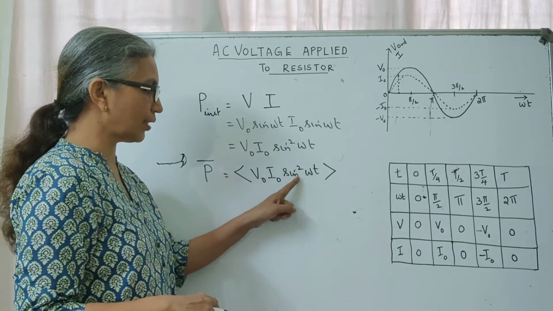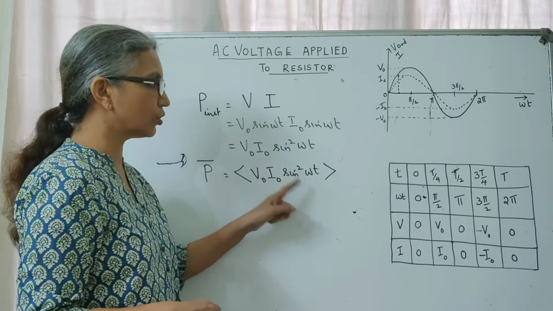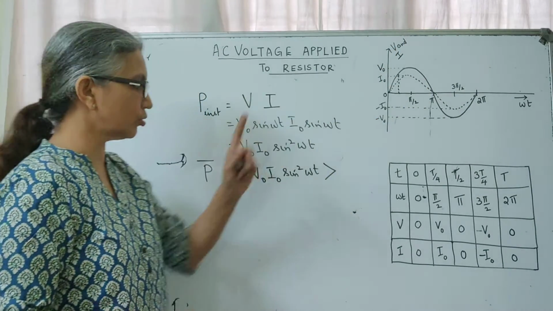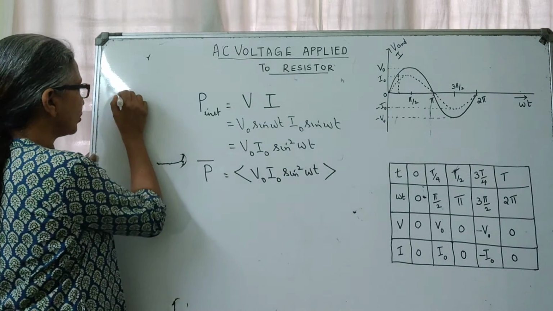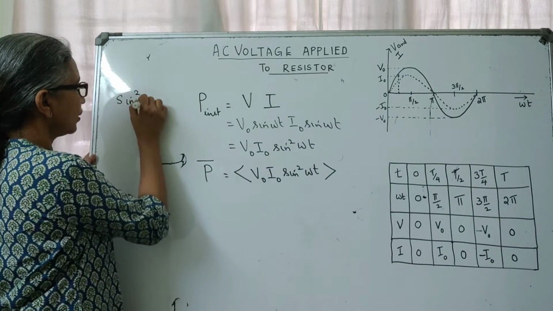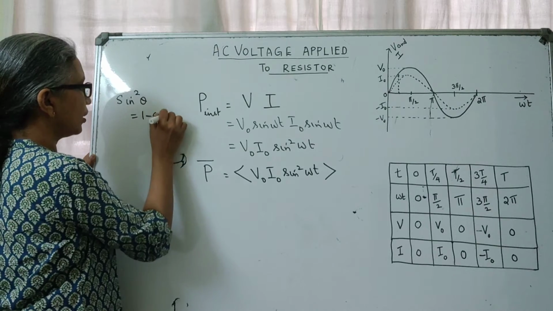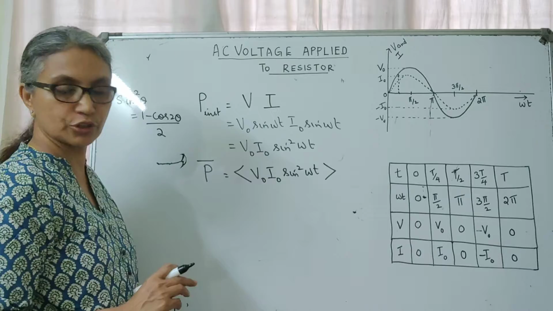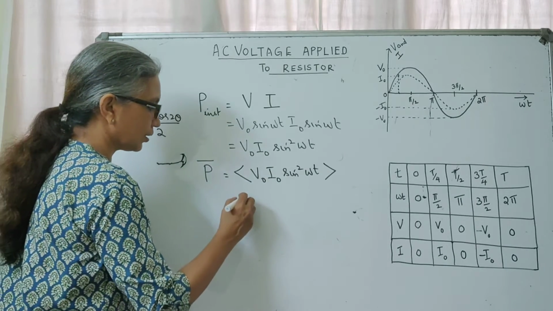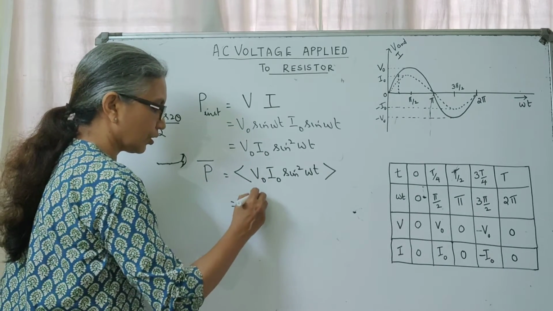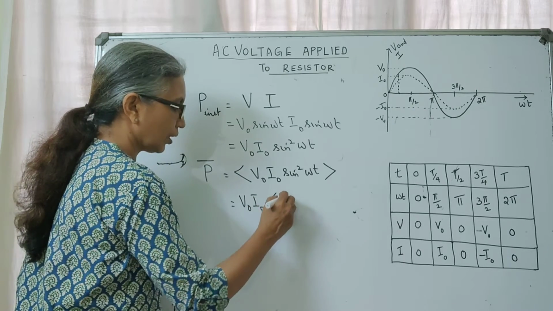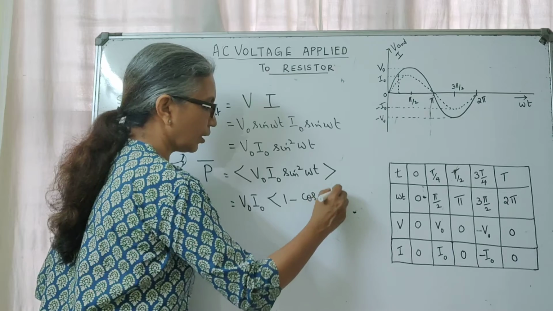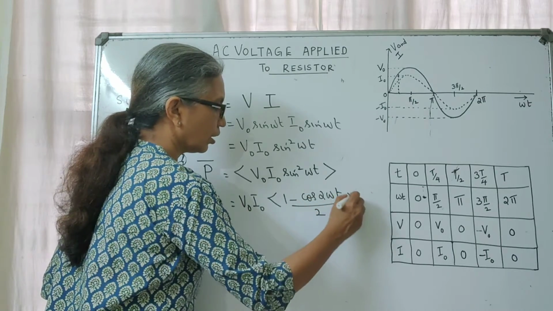But we cannot simply average a square term, because sine functions when squared will take a positive value. So in order to change the square term, I will use the identity sine squared theta is equal to (1 minus cos 2 theta) by 2, so that I would have removed the square function. So I may write this as, I'll take V0 I0 outside because they are constants, the average of (1 minus cos 2 omega t) by 2.